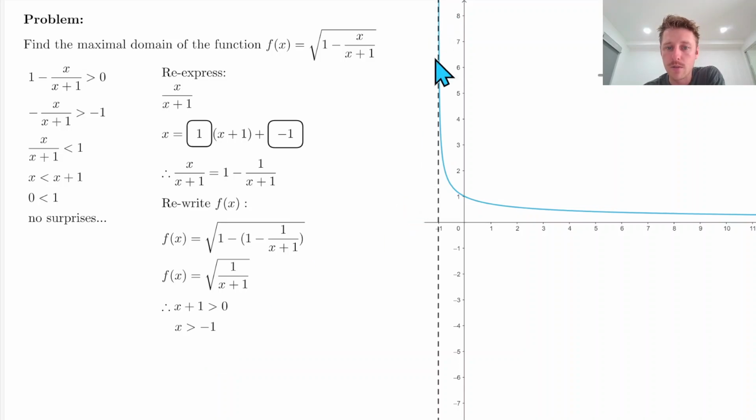And sure enough, if you haven't already seen, that's this graph here. This blue line is the graph of f of x. And this dashed line, you can clearly see it's got an asymptote at -1. So it gets infinitely close to -1, but never touches it. So that's how you do that. Interesting maximal domain question. I thought it was a neat one, and it stumped me the first time I saw it.